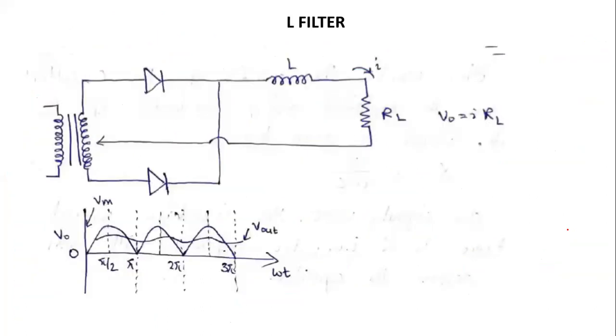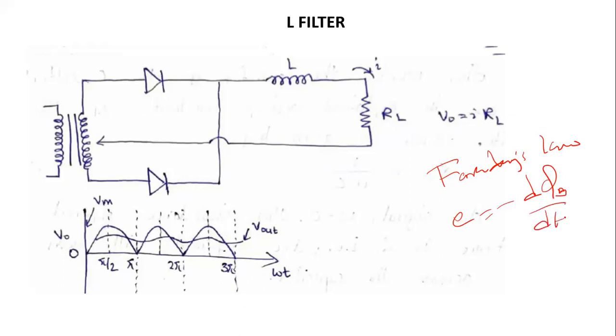Now there is another filter circuit called the inductor filter circuit. We know that according to Faraday's law, induced EMF is equal to the negative rate of change of magnetic flux, and the magnetic flux associated with a coil is proportional to the current passing through the coil, and the proportionality constant is the self-inductance L. So your induced EMF is equal to minus L di upon dt.